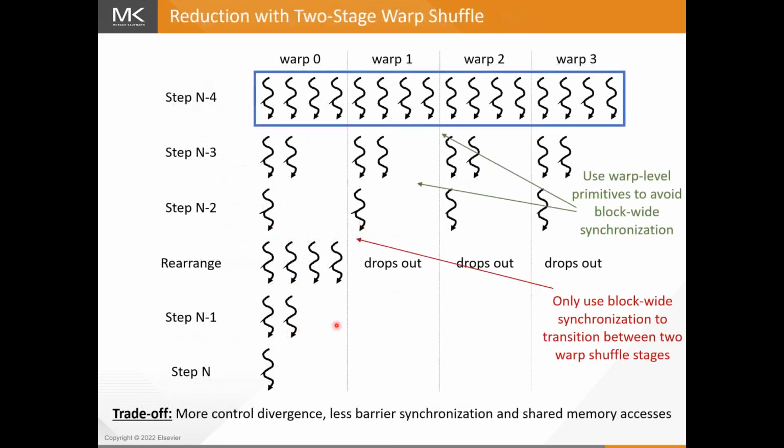We then said that we got rid of the synchronization in the last warp, but in the earlier warps, we still have synchronization every step. And the way that we can get rid of those is by doing a two-stage warp shuffle approach, where instead of using sync threads and shared memory to do the first half of the reduction tree, we can instead have each warp do its own reduction at the warp level, and then we rearrange the data, and we have the one warp do the final reductions. And the disadvantage here is that now we have more control divergence across the warps in the first few phases. However, we got rid of the sync threads and we got rid of the shared memory accesses, which overall gives us a net benefit.